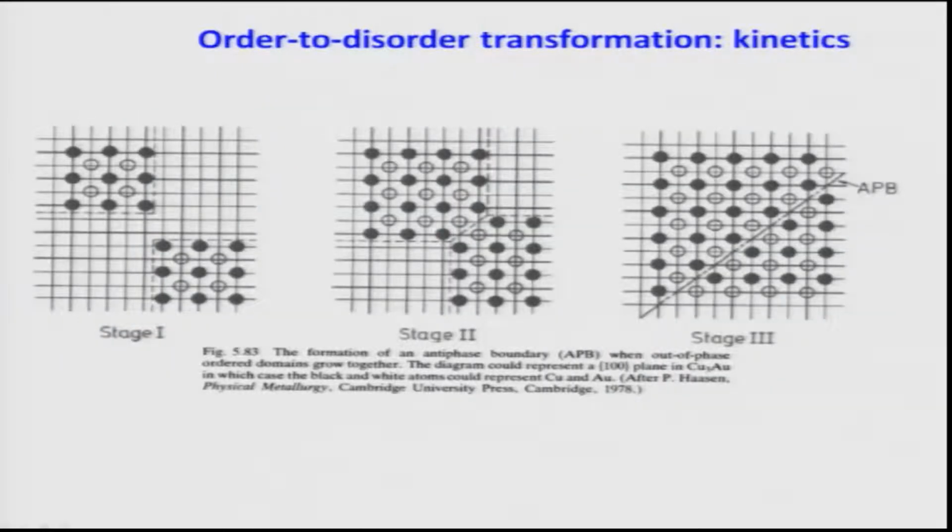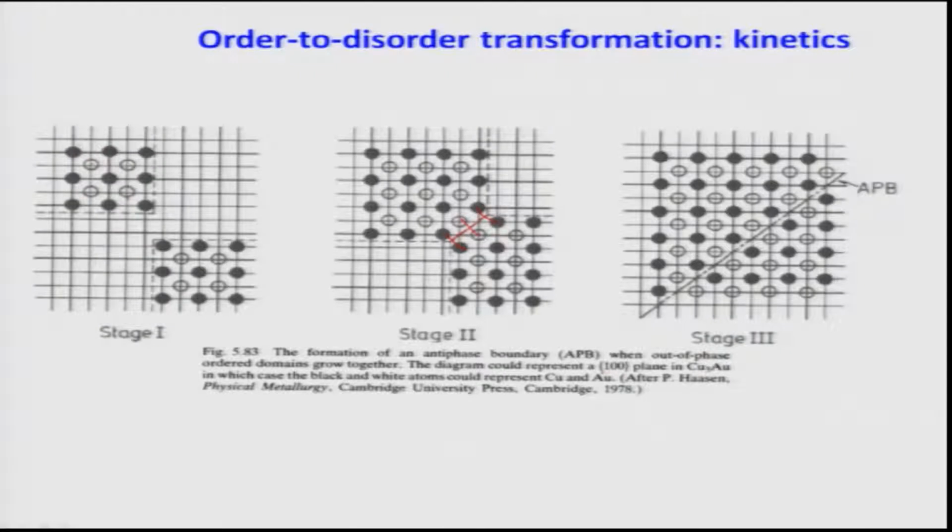Now before I go into those structures, let me tell you how things actually happen in a better way. This is directly taken from the book by Porter and Easterling. You see here these are the two ordered domains which are formed inside one grain. One was of this type, in which the gold atoms are sitting at these positions and copper atoms at these positions. Another one is opposite. When they grow together, you see a boundary forms. That boundary tells you that bonds are of similar types, and this can finally become bigger and lead to APBs, or antiphase domain boundaries, which is shown there.